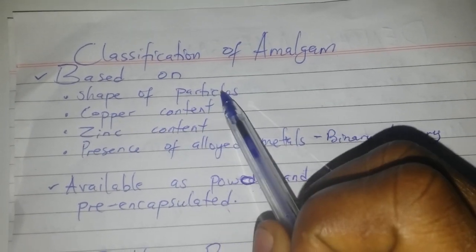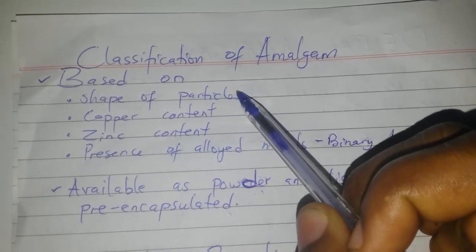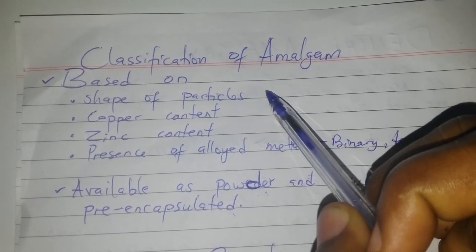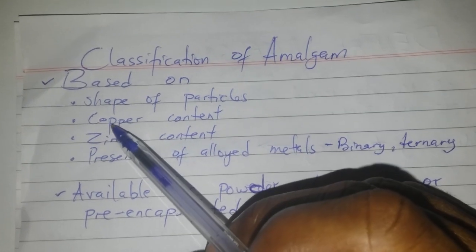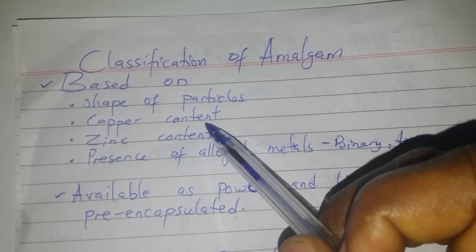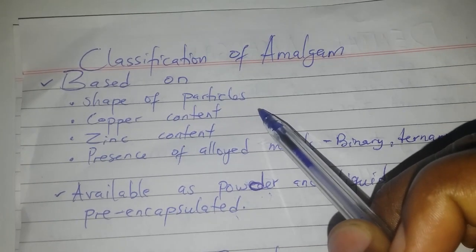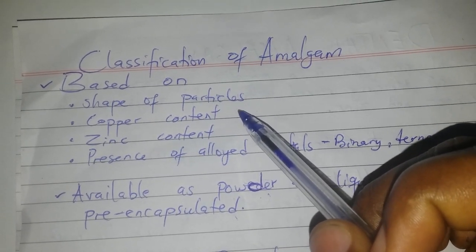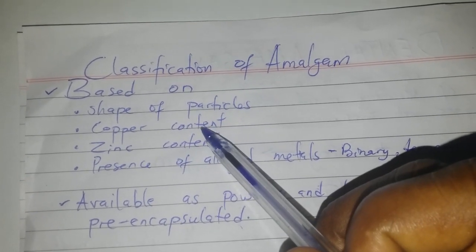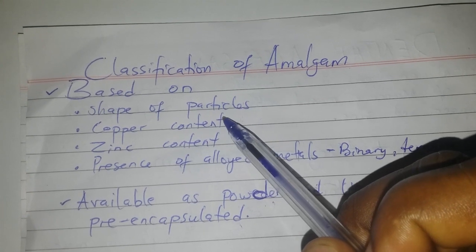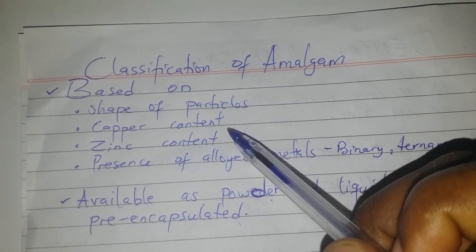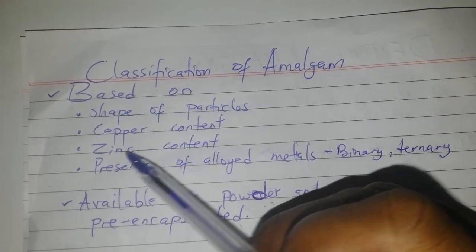So shape of the particles, that's talking about your alloy. Are they spherical? Are they spheroidal? Or are they irregular? The irregular is usually called the lathe-cut. Also, you can classify it based on the copper content. So we have high copper amalgam, we have low copper amalgam. Again, this is talking about the alloy. Usually, the high copper amalgam has superior properties to the low copper amalgam, and I'll explain why as we go on.